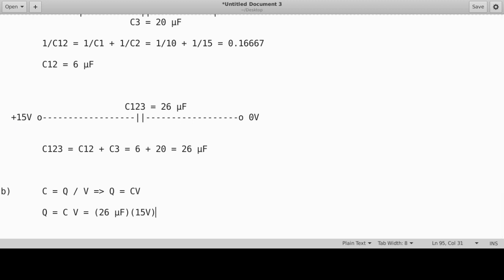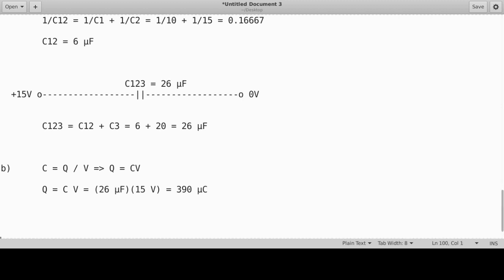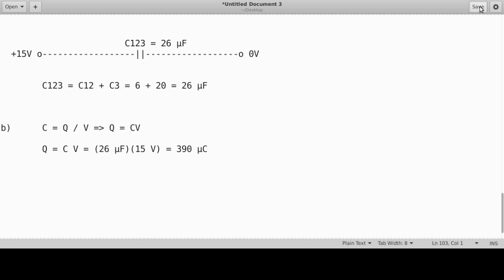And what's that going to equal? That's going to turn out to be 390, and a farad times a volt is a coulomb, but we have a micro there, so it'll come out in microcoulombs. Okay, so there's part B.